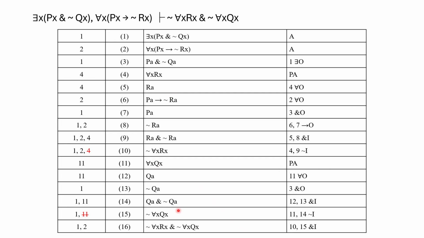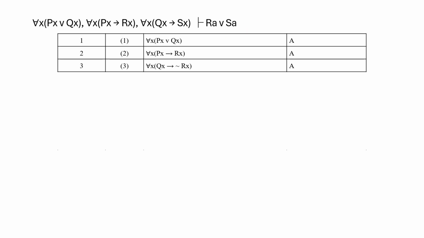And then finally, we just need to piece together the two conjuncts that we created. So we created one in line 10. We've got one in line 15. So we're just going to ampersand in. And then we get our conclusion. So it's a little involved, but it's just doing half of the proof for one conjunct in our conclusion, and then doing the other half of the proof for the other conjunct. Go ahead and pause the video if you want to try this one on your own.